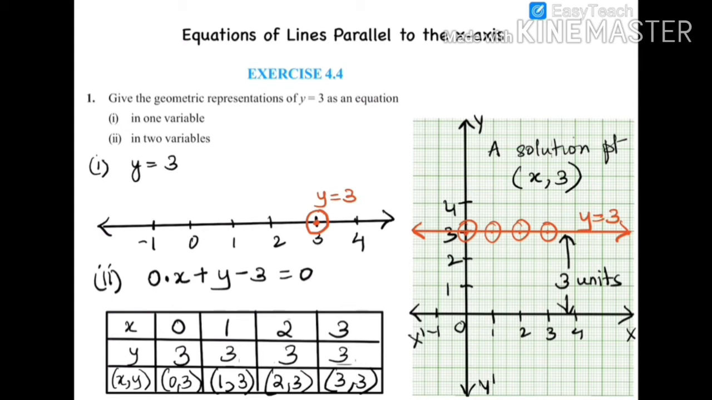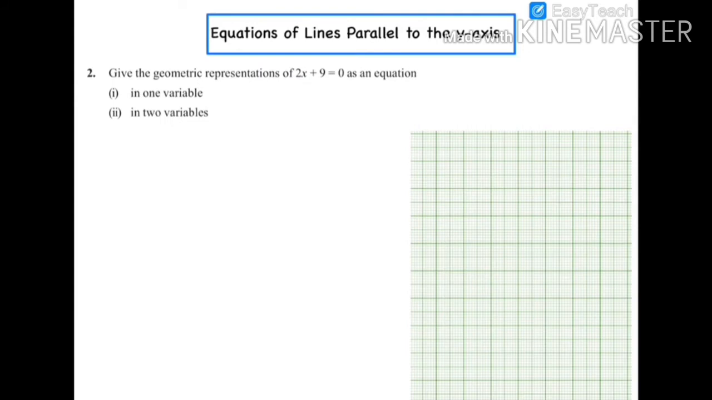We can generalize this understanding and say that an equation of the type y equal to b will be a line parallel to the x-axis at a distance of b units from the x-axis, and a point that lies on this line will be of the type (x, b). Next, what kind of equations will represent lines that will be parallel to the y-axis?